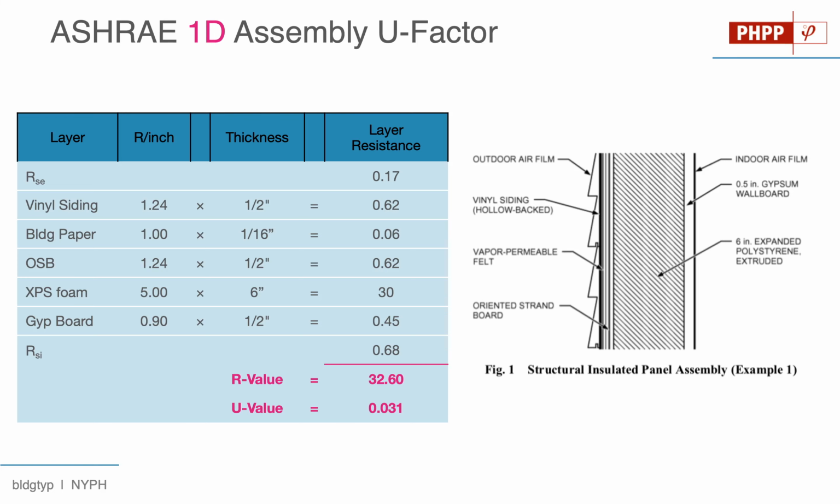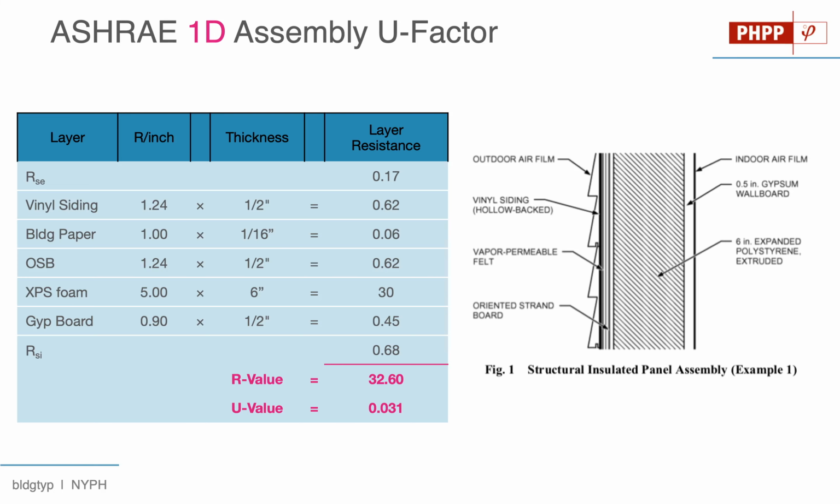So for instance, we might take the vinyl siding. Its R value is 1.24 per inch. It's a ½ inch thick, and so that gives us a total resistance for the vinyl siding layer of 0.62. You see the building paper gives us an R per inch of about 1, but it's very thin, only about 1/16 of an inch. So that gives us a total resistance for that layer of 0.06. The OSB is an R per inch of 1.24. It's a ½ inch thick, so that gives us another R of 0.62.